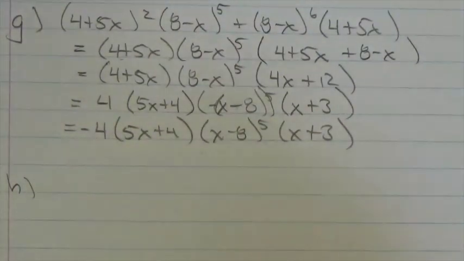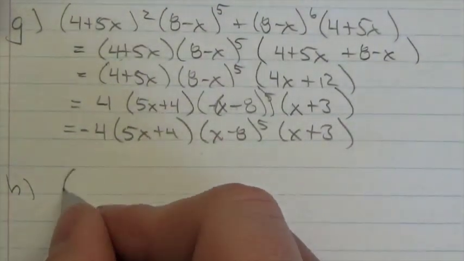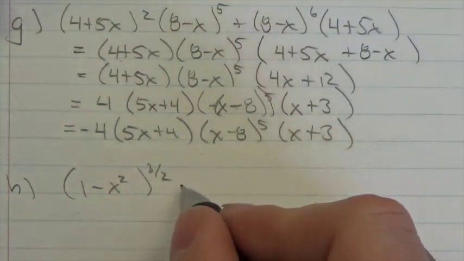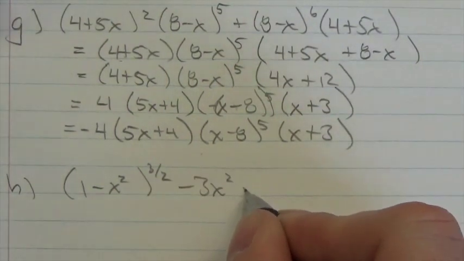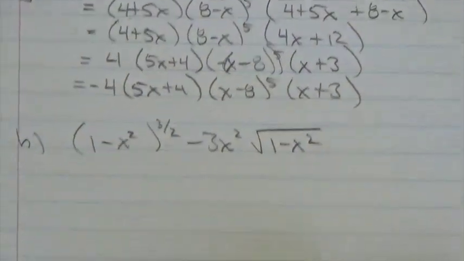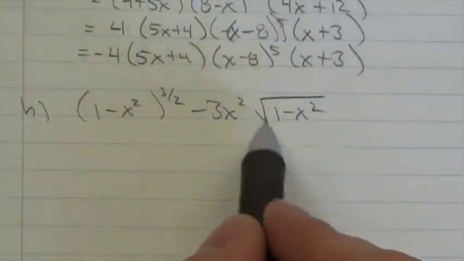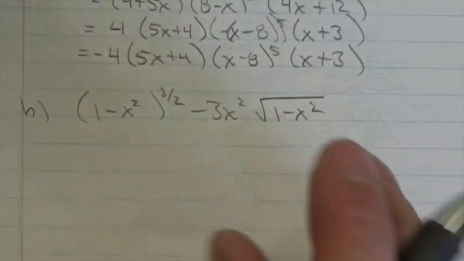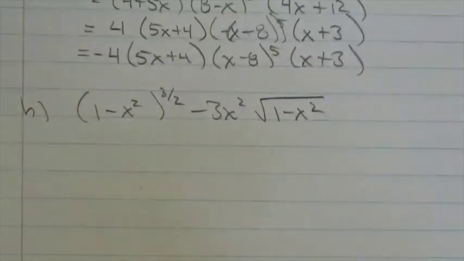Couple more. Let's try this one. (1 − x²)^(3/2) − 3x² multiplied by the square root of 1 − x². Okay, a very common mistake that people make is they jump to this one and they take the square root of 1 and get 1, square root of x² and get x. And oh no, you can't do that.